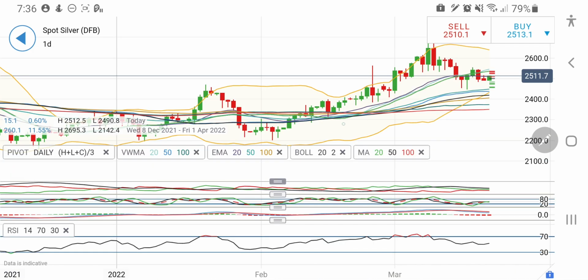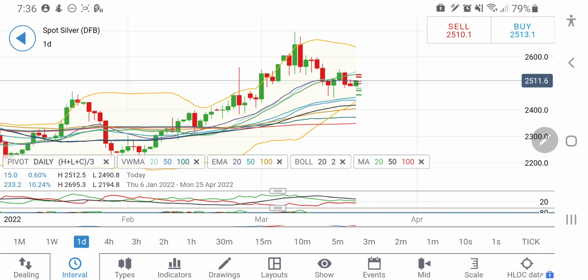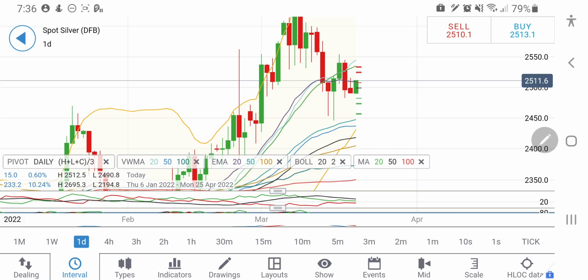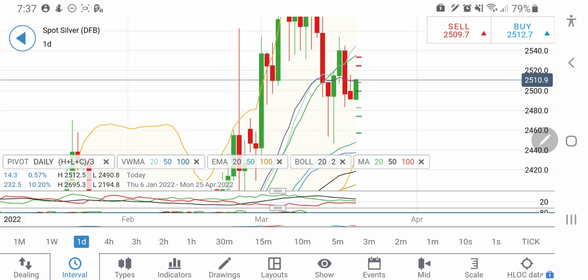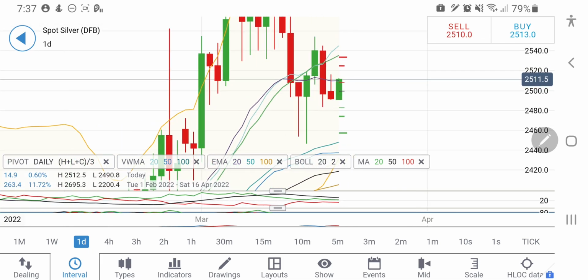Now look at the daily charts. On the daily charts, you will find that there is a little resistance it might find at the 2540, 2550 zone. So this zone is important for silver. If it breaks and sustains above 2540, 2550, it is going to fly again towards the 2600 plus zone. So the next target for silver is definitely around 2550, 2560 zone, and probably if it breaks the 2540, 2550 zone, definitely it is going to fly higher.